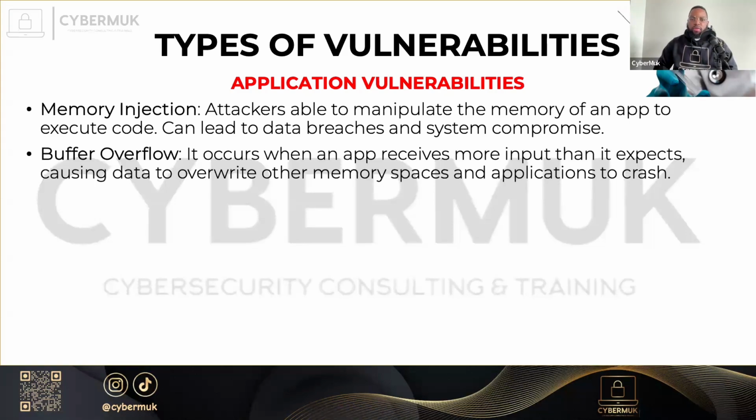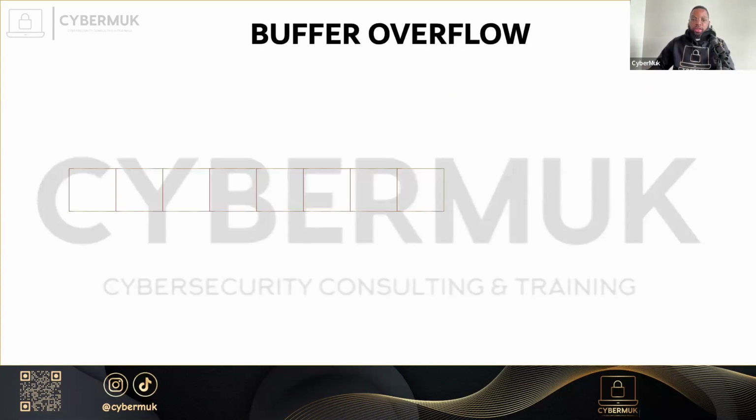Another type of application vulnerability is a buffer overflow. So buffer overflow, what happens here? This is when an application receives more input than it expects, and it causes the data to go to other memory spaces, and the application will crash. Before we get to an example, a buffer is a region of memory used to temporarily hold data while it's being moved from one place to another. For example, you're uploading your data to an application. The buffer is used when moving data between processes within a computer. And if you can manipulate the memory of the computer, you can manipulate the application. And when we talk about computer, it's a phone, it's a server, it's any device.